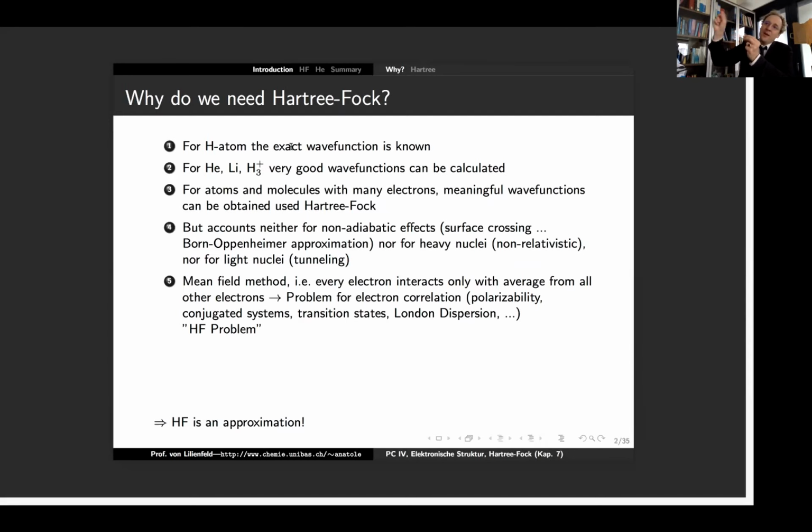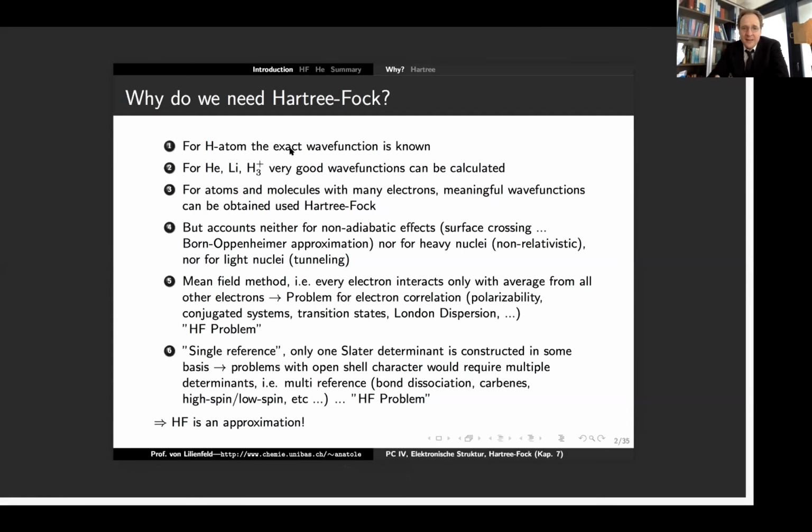One orbital might have a much stronger effect than the other, and that would be smeared out, and that is averaged out. And so when one orbital, let's say, governs your process, then you're running into trouble with Hartree Fock. So polarizability, conjugated system, transition states, London dispersion, this is a problem for Hartree Fock. So here the approximation will not be very good.